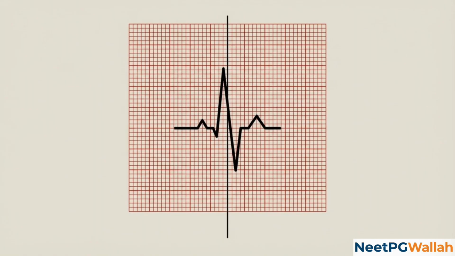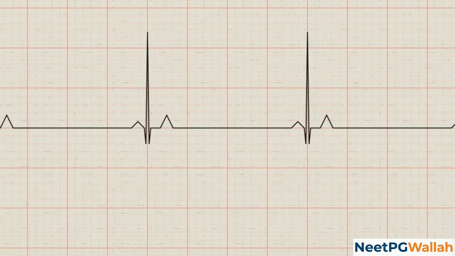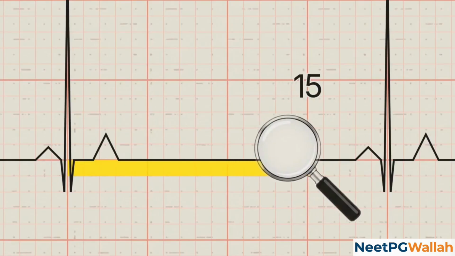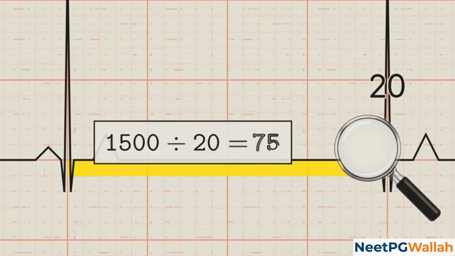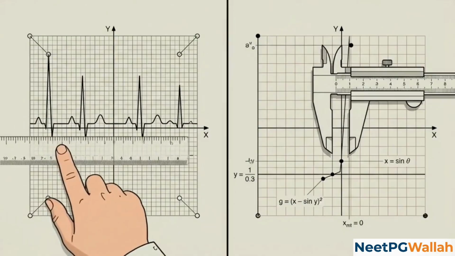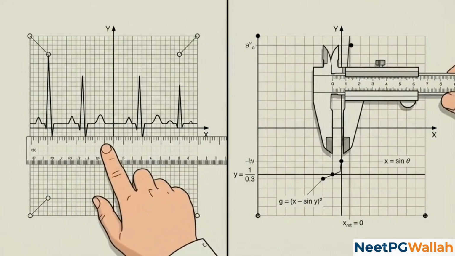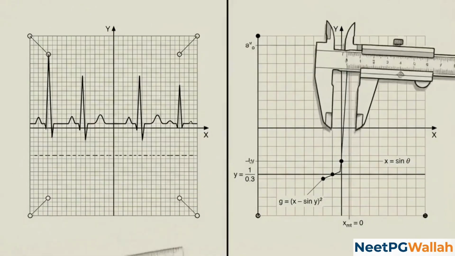Since heartbeat spikes don't always land perfectly on a heavy grid line, the 1500 method provides higher precision. You zoom in and count the individual 1 millimeter squares between the two spikes. Dividing 1500 by that precise total gives you the exact rate. For regular rhythms, heart rate is a simple byproduct of the grid's geometry. You choose between large boxes for speed or small boxes for accuracy.